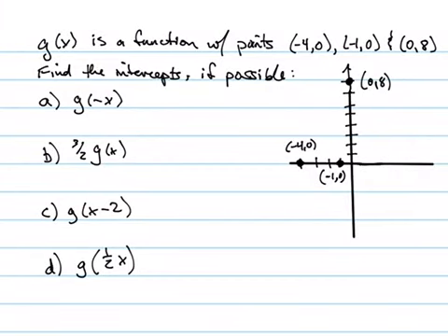Here's a problem that's telling us that g of x is a function with the given intercepts. You've seen I've drawn it here to the right. Find the intercepts of these things if possible. So g of negative x, you remember what negative in with the x does.